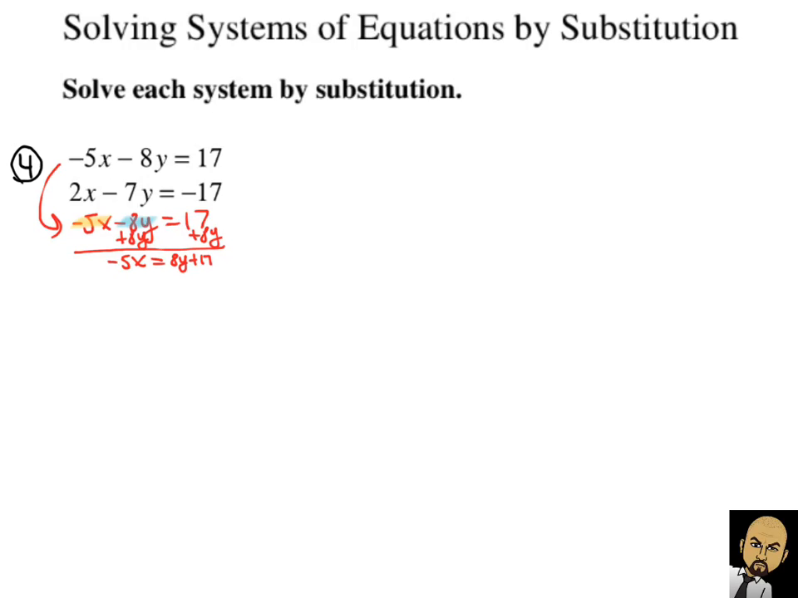Well, I need to undo negative 8y. How do you undo negative 8y? You add 8y to both sides. So that gives us an equation of negative 5x equals 8y plus 17.